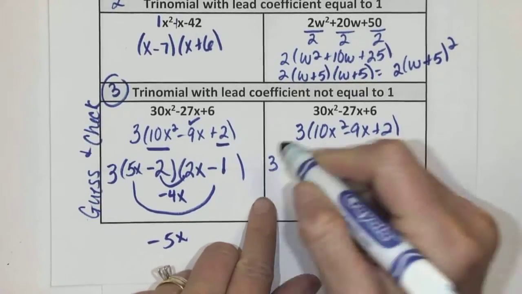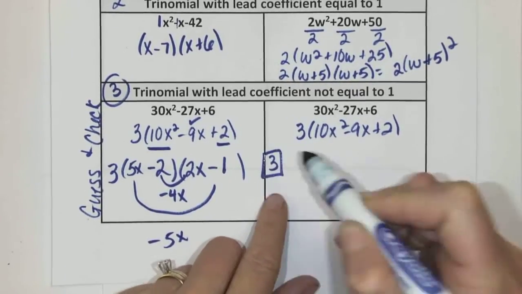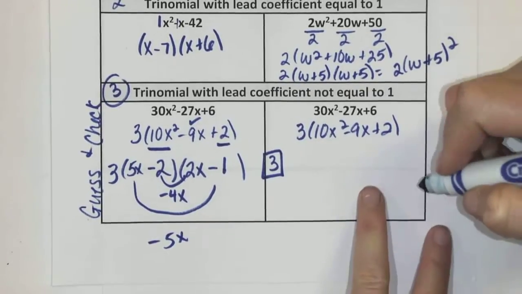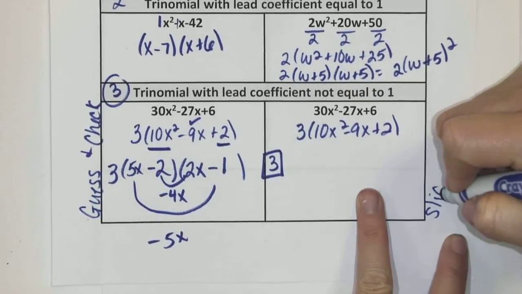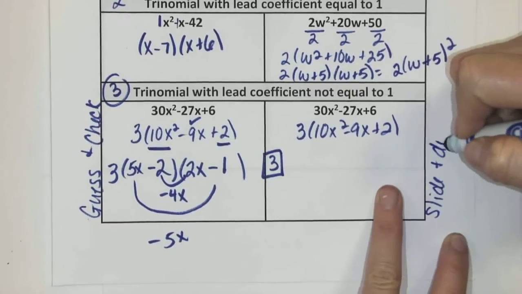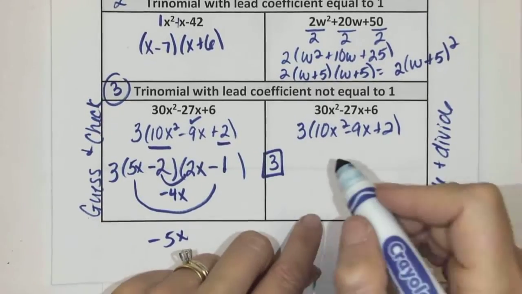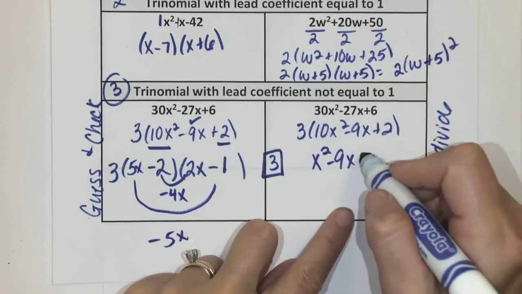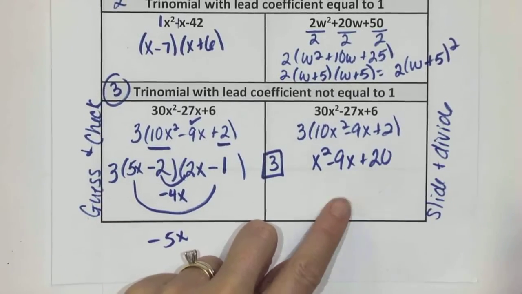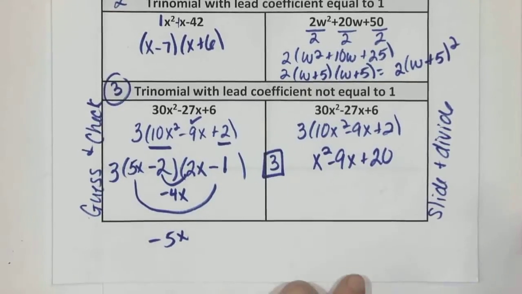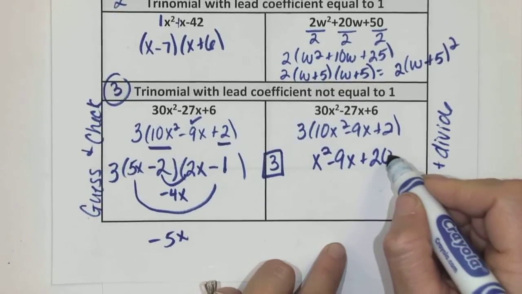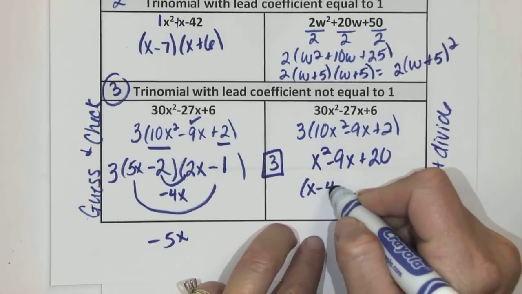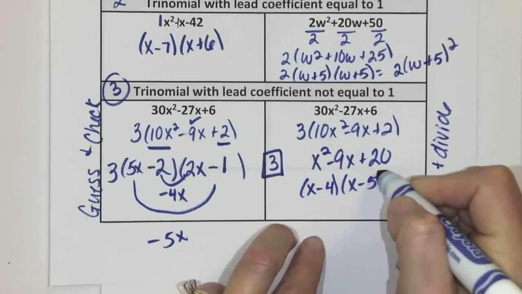I'm going to keep the 3 over here so I don't forget it. But I'm going to take the 10 and slide it over to the 2 and multiply it. This is called the slide and divide method. So I'm going to rewrite it as x squared minus 9x plus 20. And then I'm going to factor this like I did above. What numbers multiplied together give you 20, but add to give you negative 9. It's x minus 4 and x minus 5.